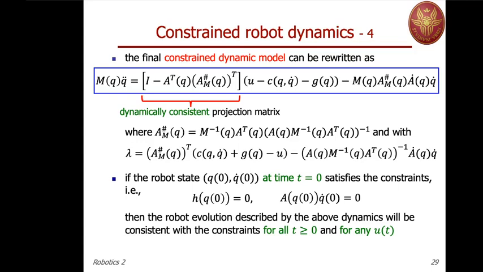So if this is the starting point, no matter which type of input we are applying from time 0 on, then the integration of the above model, so the computation of the acceleration from the constrained dynamic model, will be such that we will continue to be consistent with the geometric constraint, so we will satisfy the constraint at all times. So this type of model is very useful if you want to simulate a constrained dynamic situation. So if you want to do the direct dynamics, so input u and find the motion in the presence of a geometric constraint.